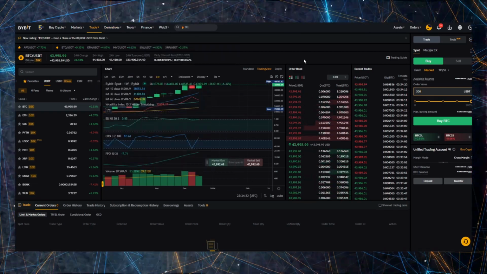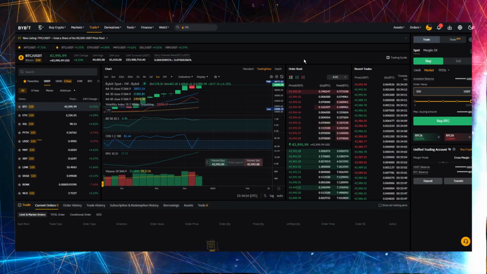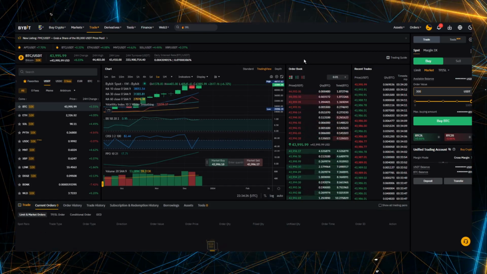Then we sit with this cryptocurrency to hold it, and when it grows, we sell. I think we're clear on that.